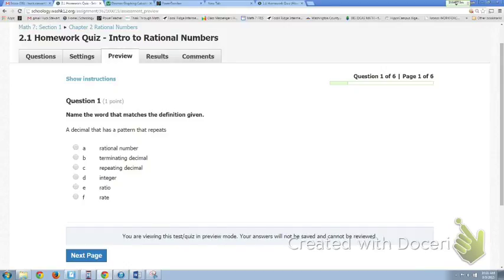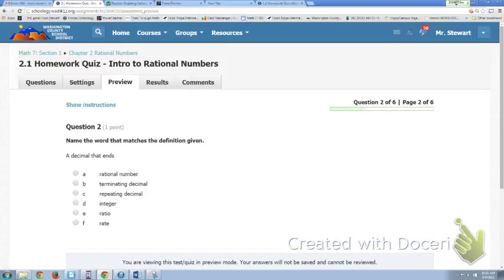This reads, name the word that matches the definition given. So a decimal that has a pattern that repeats. Honestly, I feel like the answer is in the question itself, but if you're not sure what the definition of a decimal that repeats is called, maybe just make your best guess or use logical skills, but we will be putting a video link right here, and hopefully you can sit and watch that and learn about that one, and we'll just move on to the next one.